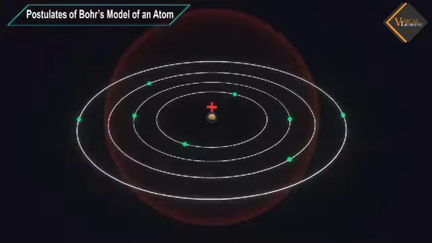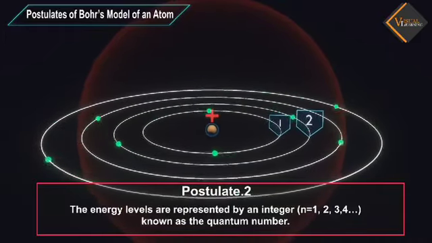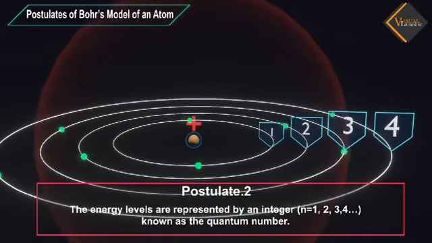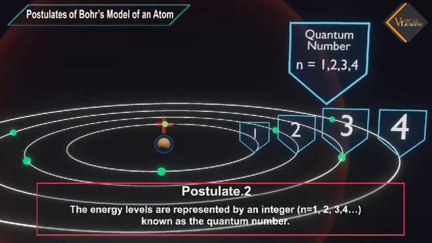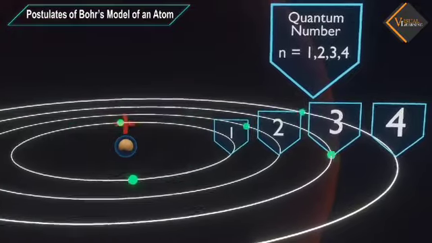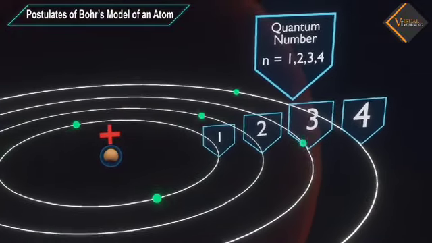The energy levels are represented by an integer, like 1, 2, 3, 4, and so on. These numbers are known as the quantum number. This range of quantum number starts from nucleus side with 1 having the lowest energy level.